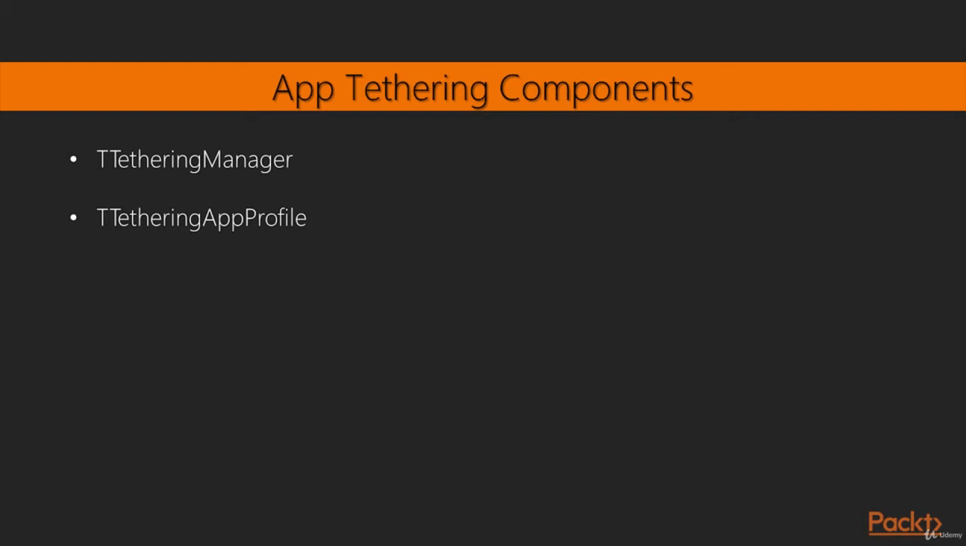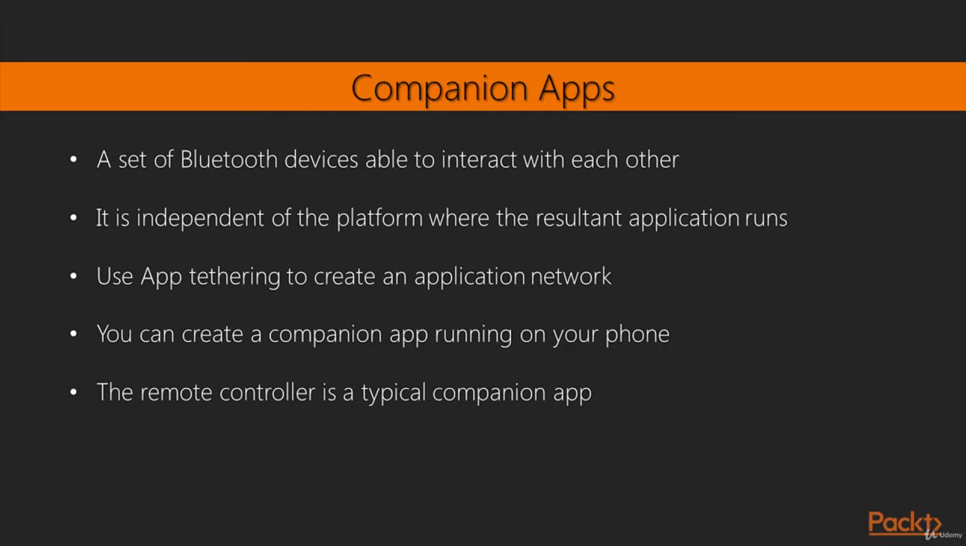using the Tethering Manager. The app tethering technology roughly follows the Bluetooth classic model, where there are a set of Bluetooth devices able to interact with each other, and each application exposes a set of profiles usable by other applications. One of the strengths of this technology is that it is completely independent of the platform where the resultant application runs. You can use app tethering to connect a VCL application to a mobile app running on Android or iOS, or between a FireMonkey Mac OS X application and an iOS app, or even more, a VCL Windows service to a FireMonkey desktop application. I think you've got the point.